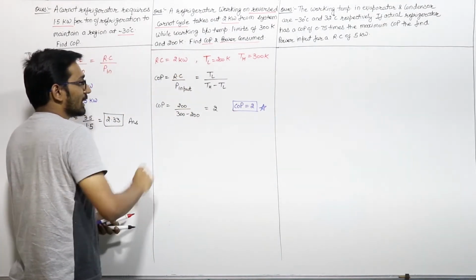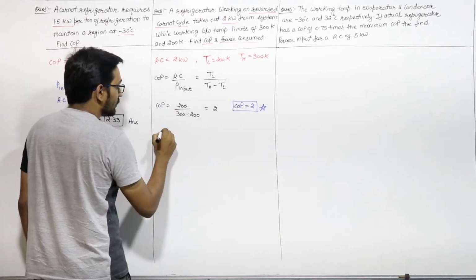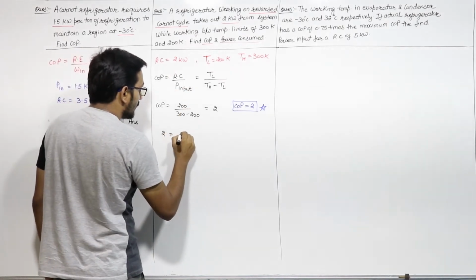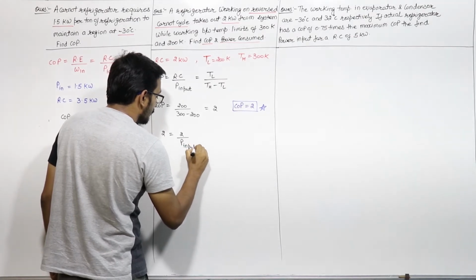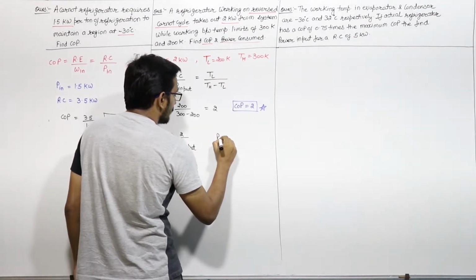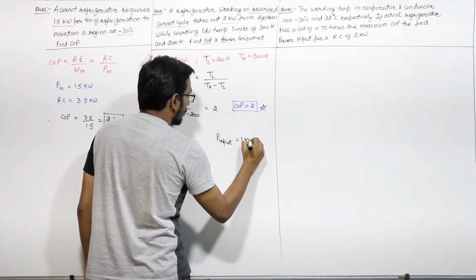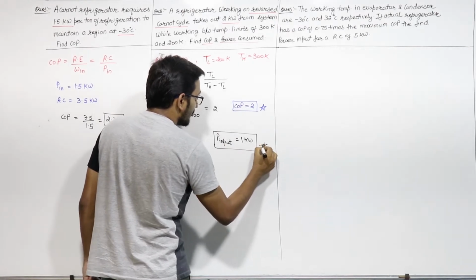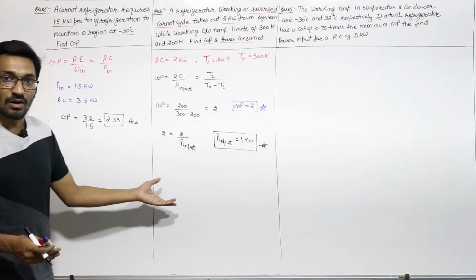Second is how to calculate the power input. We can find it with this equation, that is 2 will be equal to the refrigeration capacity, given as 2 kilowatt, divided by power input. So the power required will be equal to 1 kilowatt. So the power required to run this reversed Carnot refrigeration cycle will be equal to 1 kilowatt.